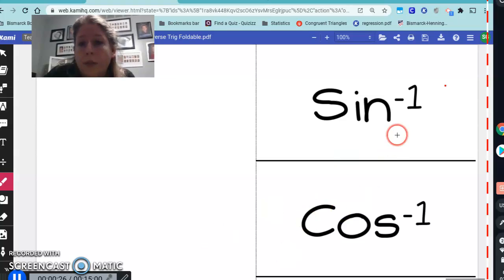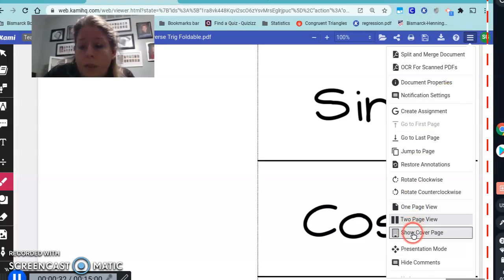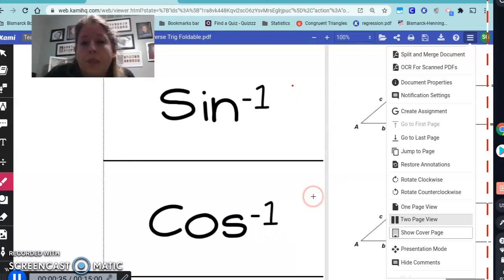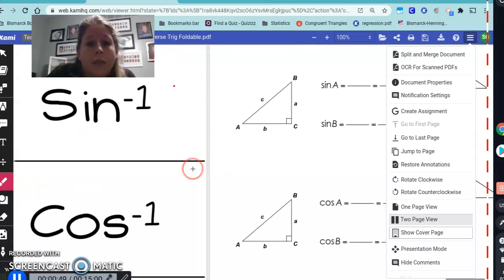So the first thing I want you to do is to put this in two-page view, and don't click show cover page, because if this was printed out, this would be back to back. Now you can see this sine -1 symbol next to these sine of A and B letters. Okay, and then we're going to go through each of these.